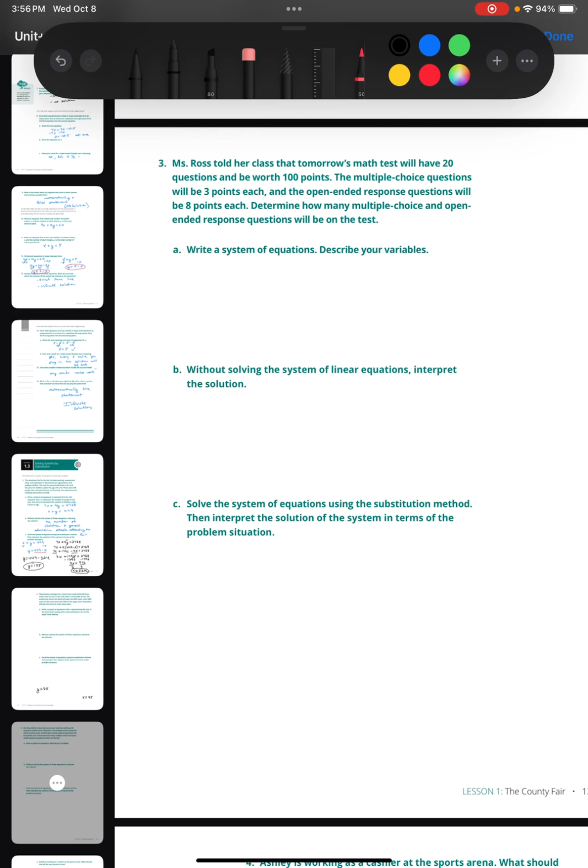Okay, well, in total there's 20 questions we know. So we could say x plus y equals 20. And then we know there are 3 point questions, so 3x, and 8 point questions, y, those are the open-ended questions, equals 100 total points. Okay, so this solution will represent the number of multiple choice and number of open-ended questions.